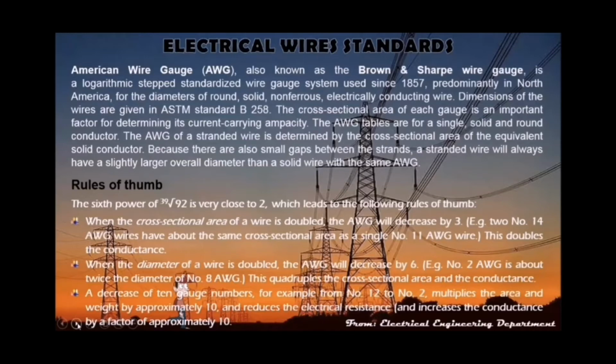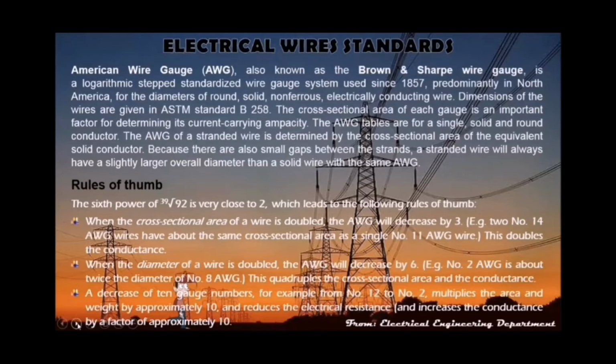A decrease of 10 gauge numbers, for example from number 12, bababa siya ng number 2, multiplies the area and weight by approximately 10, and reduces the electric resistance and increases the conductance. Ibig sabihin pala na mentras bumababa yung number, tumataas yung conductance nung wire. Ayan, nabasa na natin yung rules of thumb.